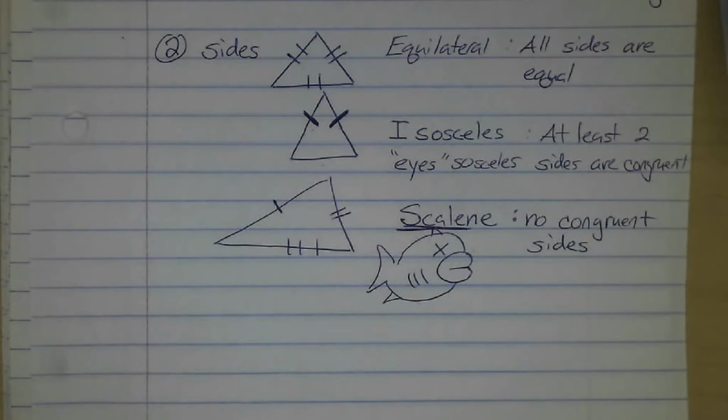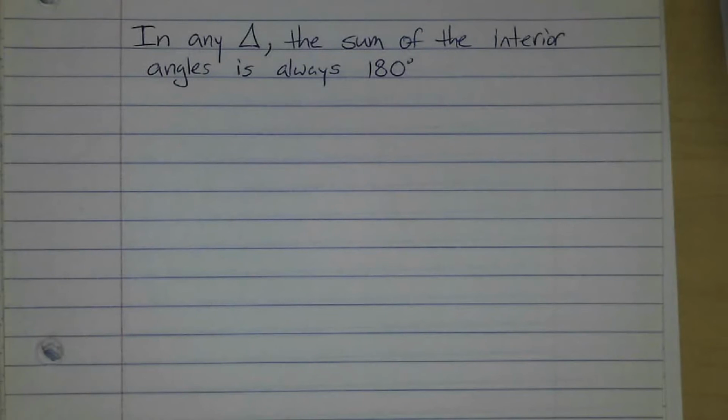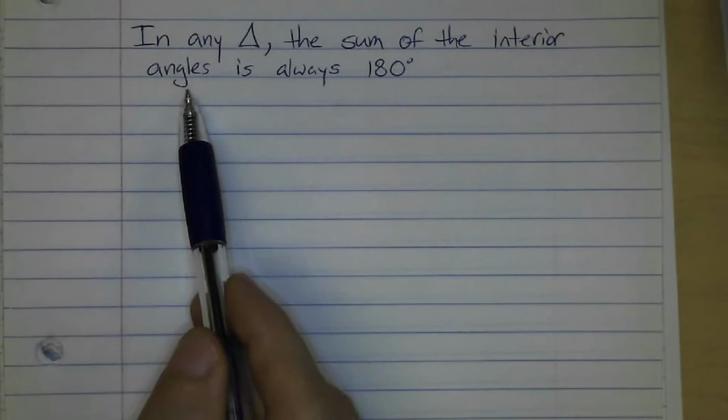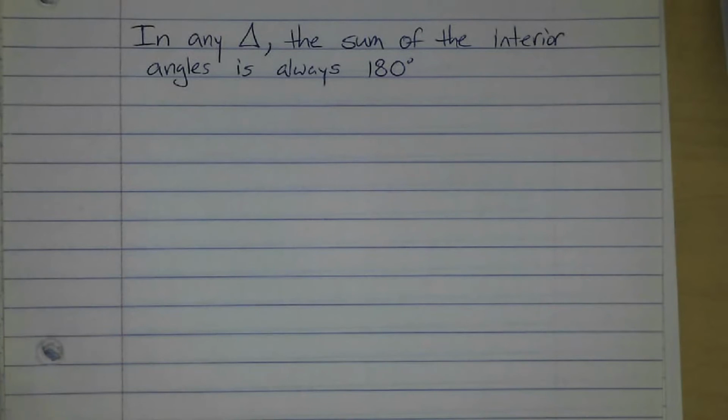Now, let's take a look at how we're going to use some numbers and look at some problems that we'll see in homework and tests. Before we go any further, a very important thing you have to know is that in any triangle, the sum of the interior angles is always 180 degrees. I don't care if it's equilateral, isosceles, scalene, acute, right, or obtuse, it doesn't matter. The sum of the interior angles always equals 180 degrees.